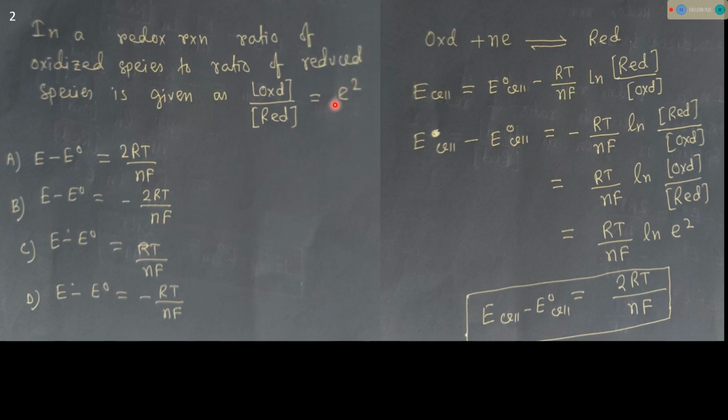So this is an important thing to notice. That's why, obviously, there is an RT by nF term. So the correct answer is not minus, it is plus 2 RT by nF. So this is the correct answer. So move to the next question.